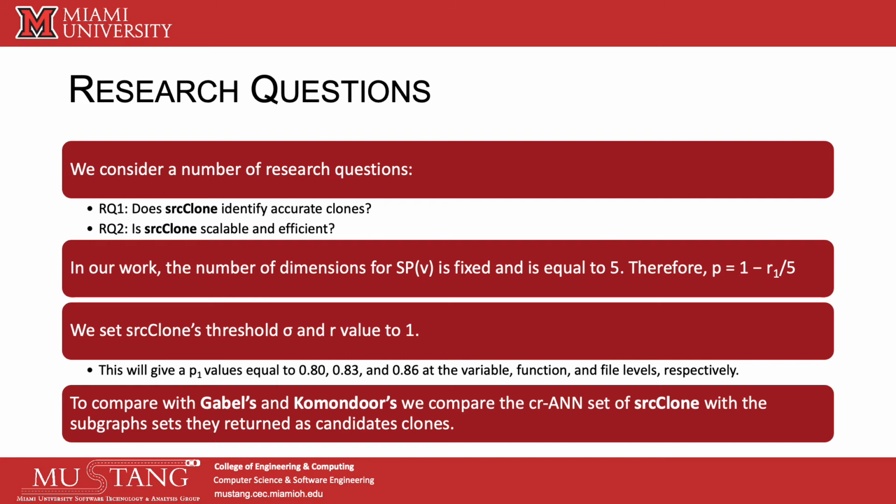Now, if we work at the variable level, P1 will be equal to 80, but at the method level we have 6 dimensions, so it will be equal to 83. And at the file level, the number of dimensions in the slicing vector is equal to 7, so we end up with 86.